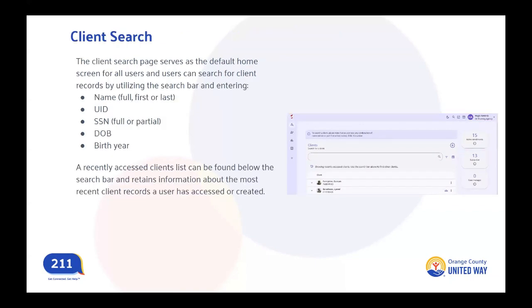Client search. The client search page serves as the default home screen for all users, and users can search for client records by utilizing the search bar and entering name, either full name, first name, last name, or some combination thereof, unique identifier, social security number, either full or partial, date of birth, as well as birth year. In addition, a recently accessed clients list can now be found below the search bar and retains information about the most recent client records a user has either accessed or created.